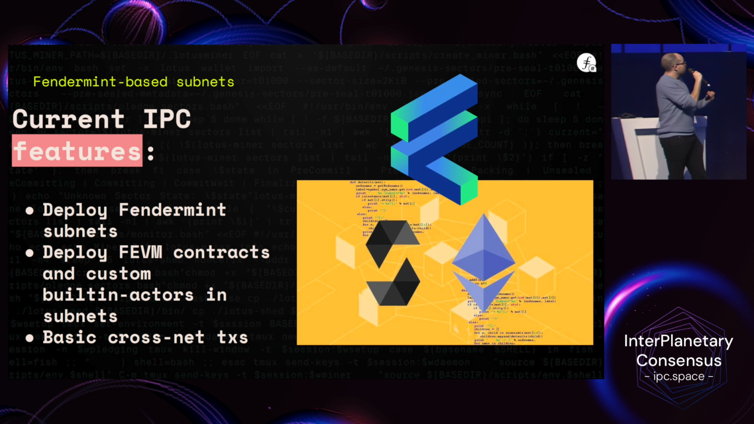Then you can deploy EVM contracts. And not only EVM contracts, the fact that you have your own network allows you, with just a few tweaks, to deploy your own system contracts. So your own native WASM contracts within the subnet.